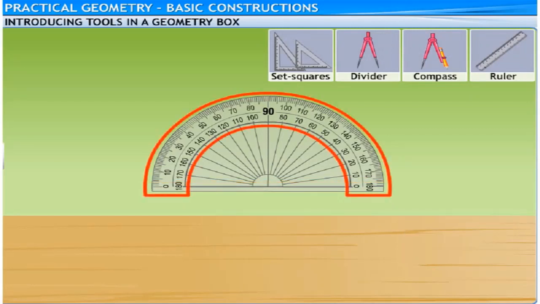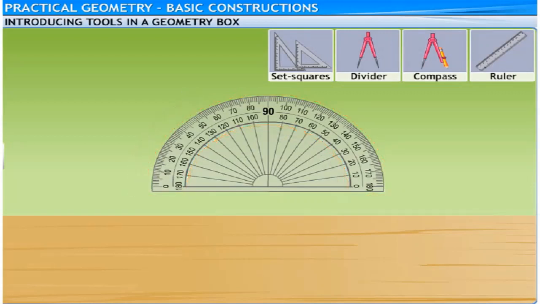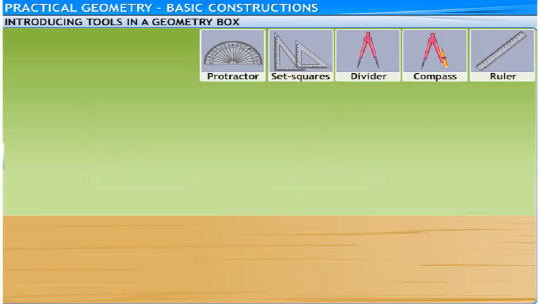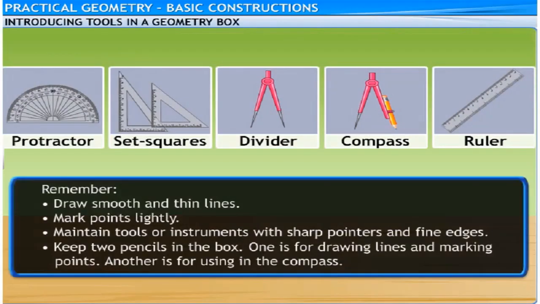The curved edge of the protractor is divided into 180 equal parts. Each part is equal to 1 degree. The parts are marked from 0 degree to 180 degrees in both the directions. A protractor is used to measure and draw angles varying from 0 degree to 180 degrees. Here are some important points to remember when you use the tools for construction.